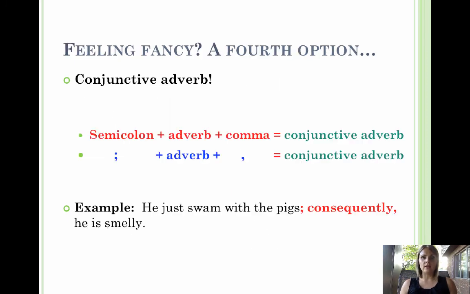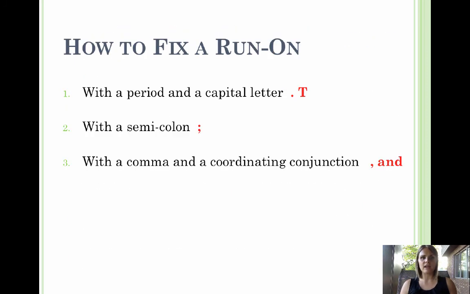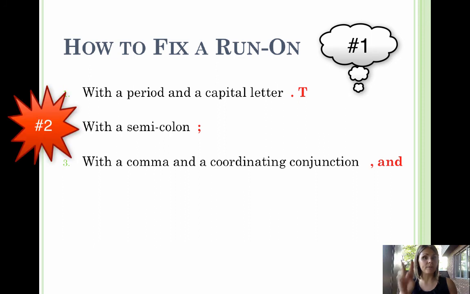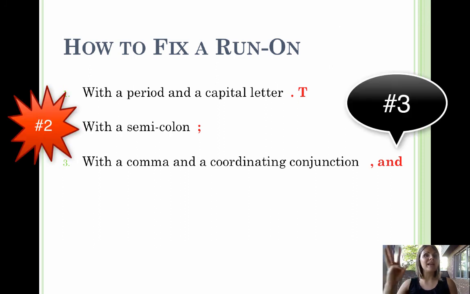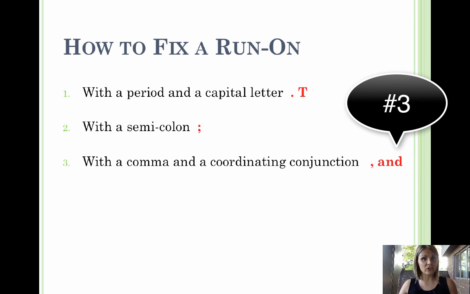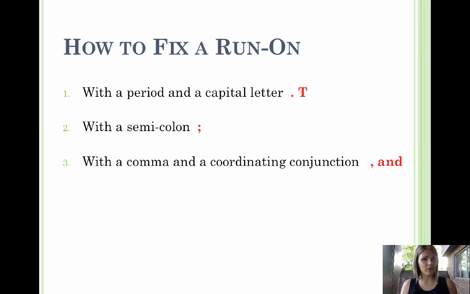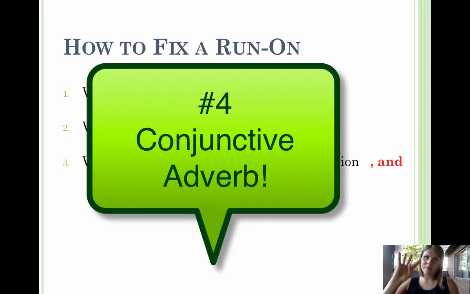So, again, if we just go back to emphasize, four ways to fix a run-on. One, with a period and a capital letter. Two, with a semicolon. Three, with a comma and a coordinating conjunction, not just the comma, that would be a comma splice, not just the coordinating conjunction, you have to have a comma when you're joining two sentences together with a coordinating conjunction. And fourth, if you want to be fancy and impress lots of people, you can use a conjunctive adverb.